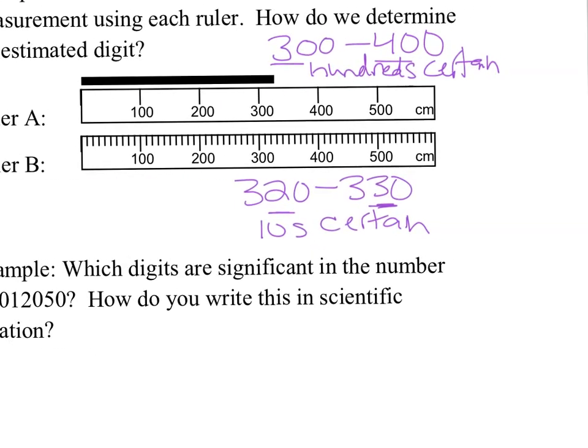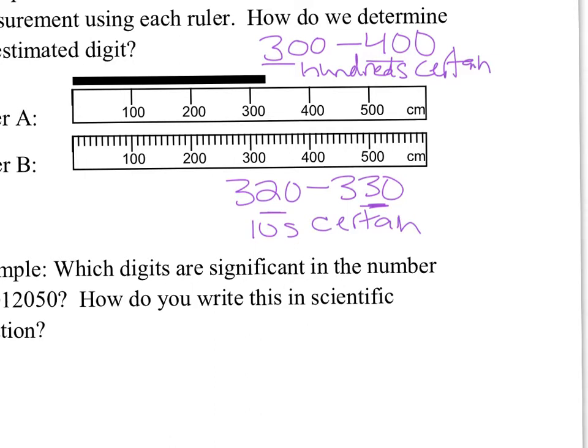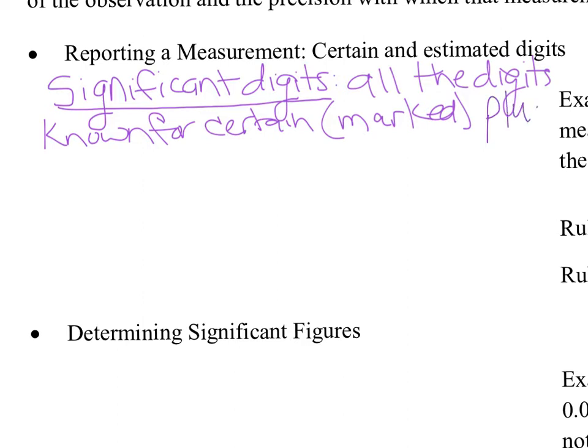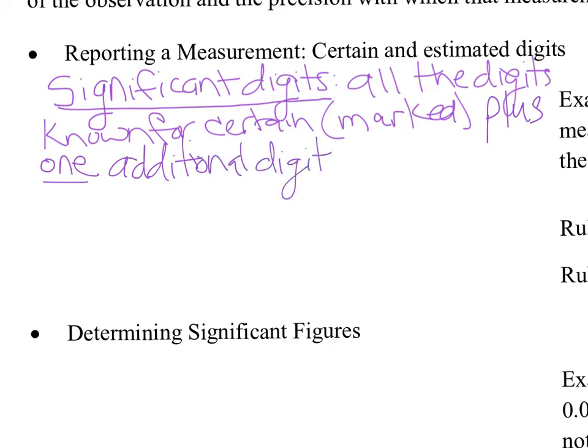Okay? But if I'm looking at these measurements, I know for sure that in ruler A, even though it's only marked to the hundreds place, I know it's more than 300, right? And so that has value. That estimate where you're eyeballing the difference, what the measurement is, that has value. And so in addition to the ones that are marked for certain, we also include an additional digit, just one. Only one. One additional digit that is what we eyeballed. And that's all you get. One additional digit that is estimated, or eyeballed.